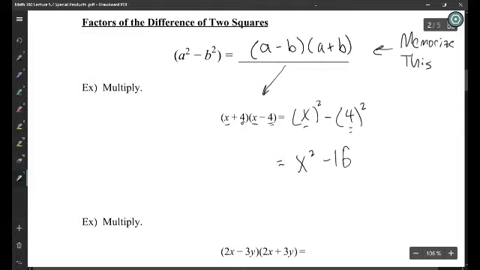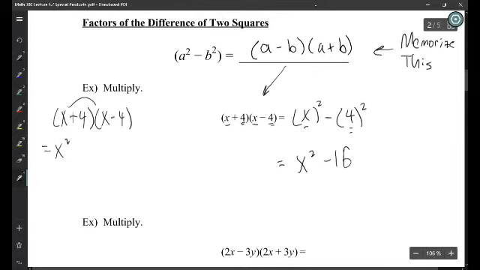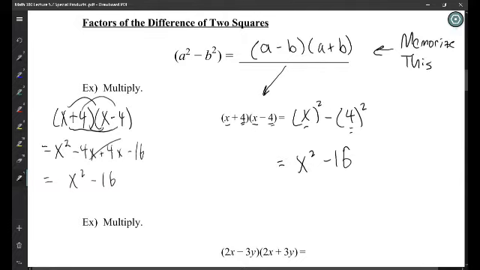And if you're unconvinced, you could use FOIL, x plus 4 times x minus 4. So x times x is x squared. X times negative 4 is minus 4x. 4 times x is plus 4x. Then 4 times negative 4 is minus 16. Middle terms cancel, and we have x squared minus 16. But it's quicker if you notice that your product corresponds to a difference of two squares.